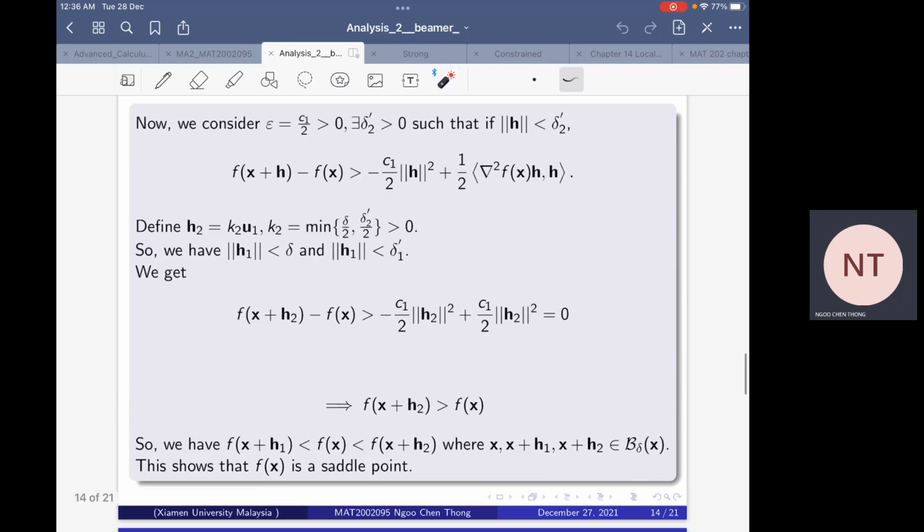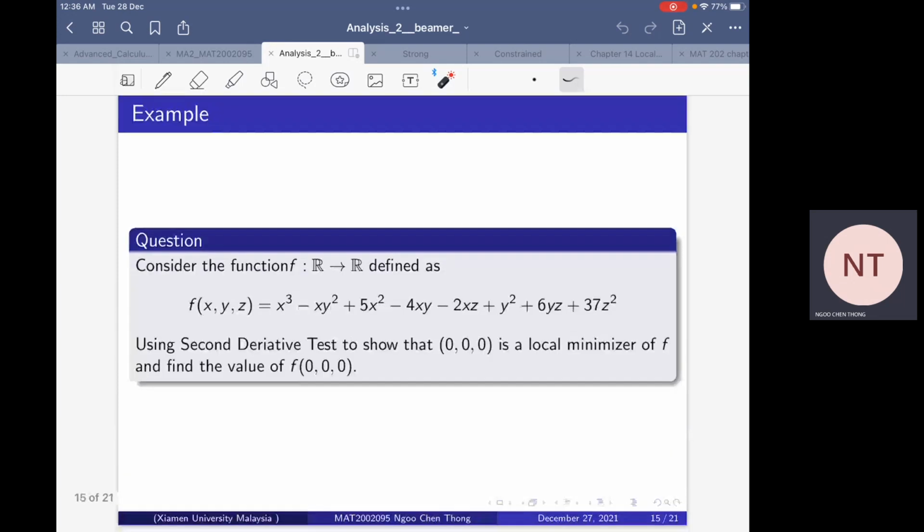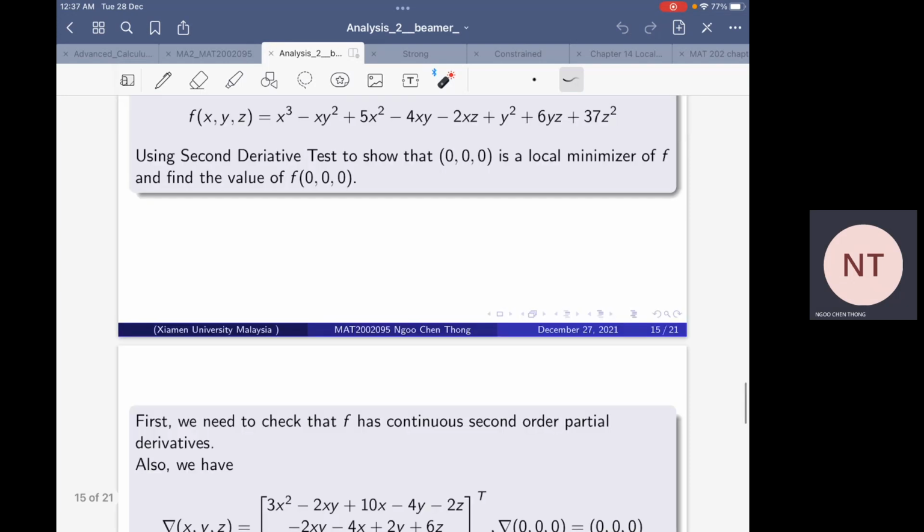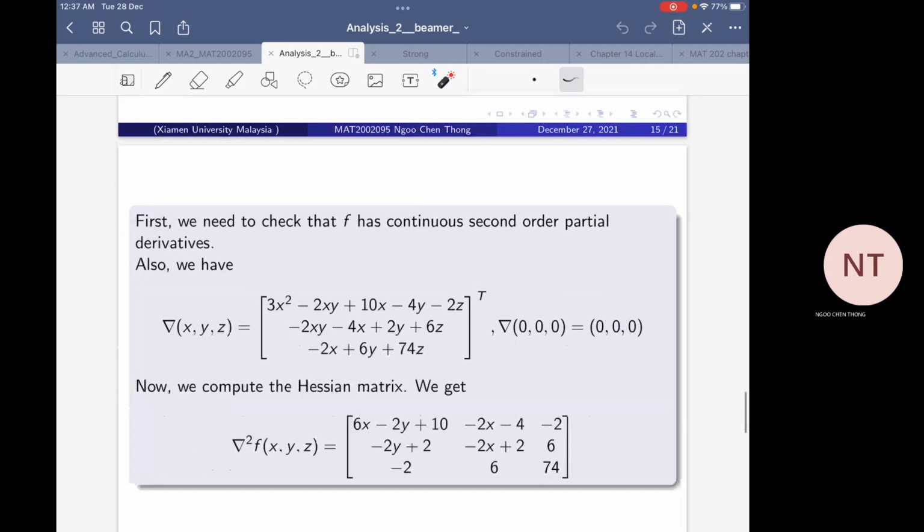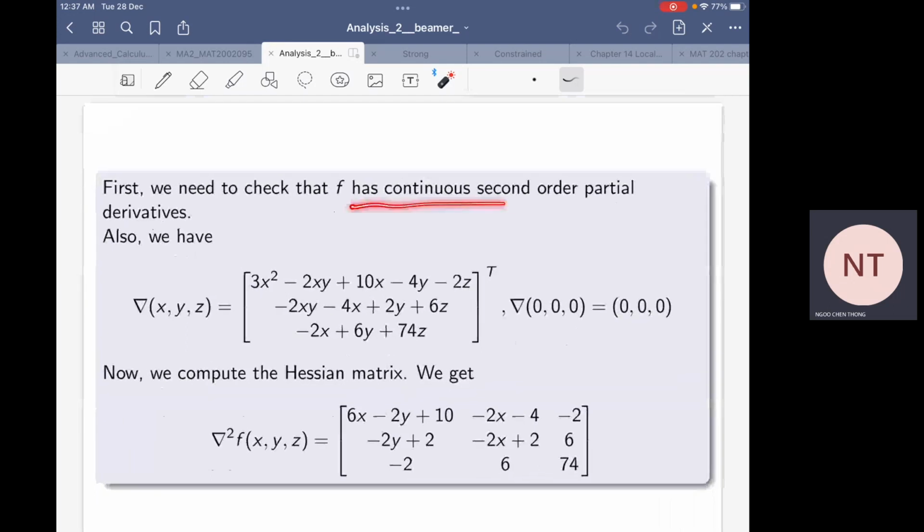Now we see some example. Consider this function fx equal to this thing. Now we want to show that (0, 0, 0) is a local minimizer of f. So as a condition, we need to check that f has continuous second order partial derivatives. This is obvious because f is a polynomial function. Okay, we also need that the gradient vector is 0.